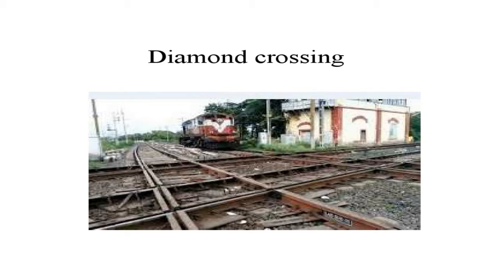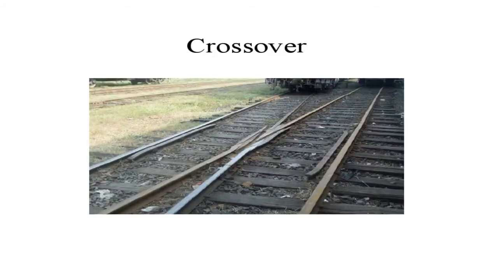So here you can see the angle which it is making. Okay, the angle which it is making is more than 90 degree. Here also the angle which it is making is more than 90 degree. So it is a diamond crossing. So this crossing is also named as obtuse angle crossing, since the angle which it makes is more than 90 degree. Now next crossing is the crossover.